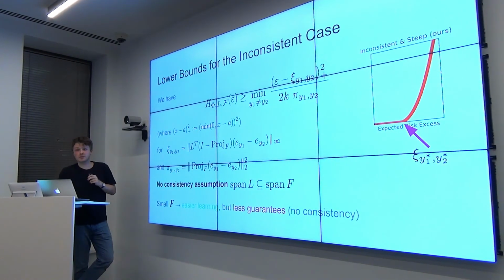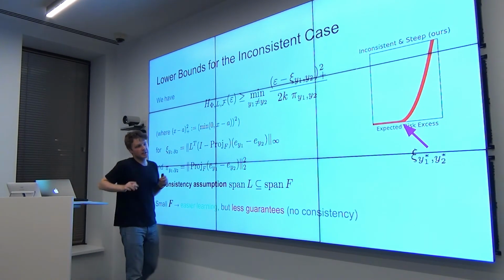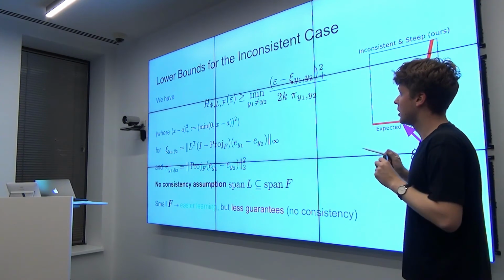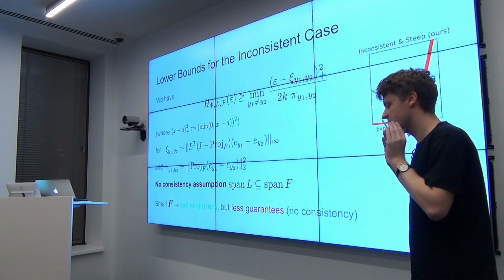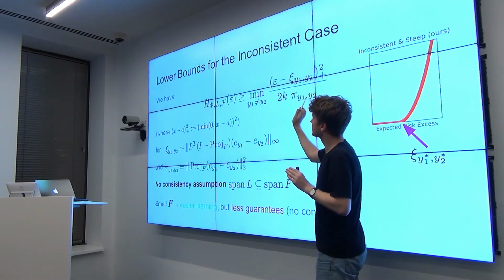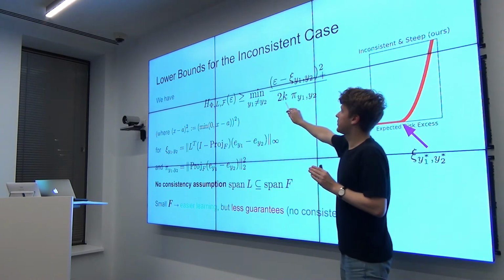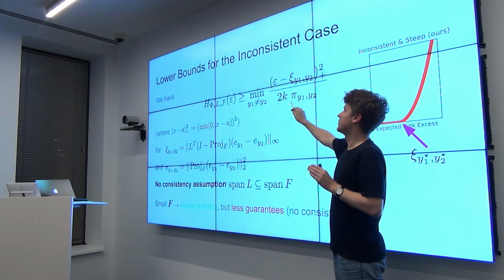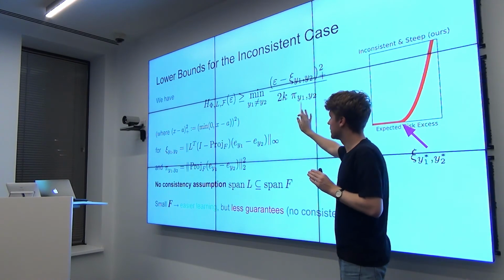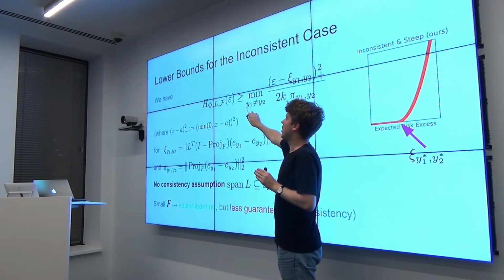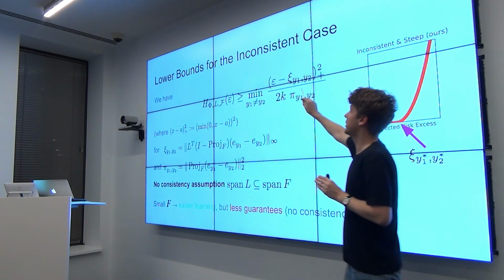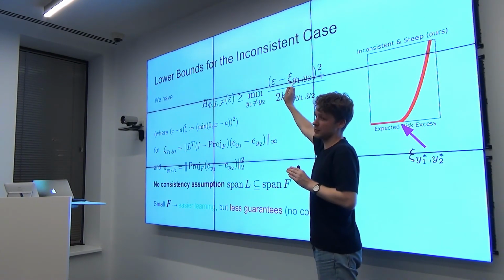So the result we obtained omitted the consistency condition which relates the spans of L and F, and replaced the lower bound with this kind of lower bound. Still we have 2k by pyy, it's the same as in the previous case. Still we have the minimum of all possible pairs of predictions. But now we have a different type of quadratic function.